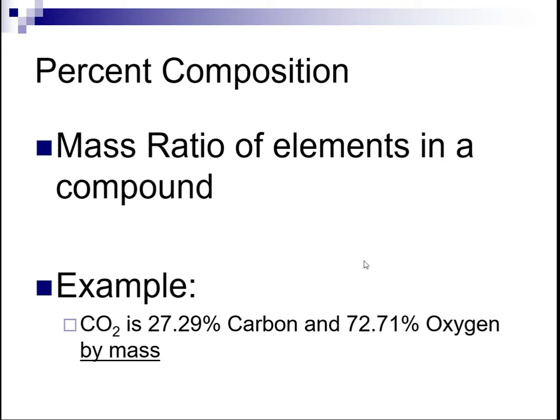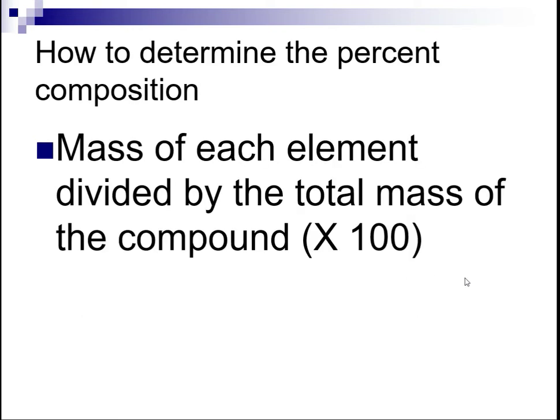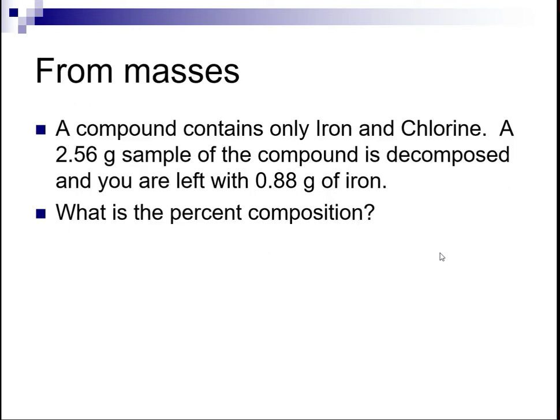How do we figure out what the percent of the mass is? Well, the honest truth is it's pretty straightforward. What you're going to do is take the mass of the element and divide it by the total mass, and then multiply times 100, because that's what percent means. Percent per 100. So let's take this example where we've got masses given to us.